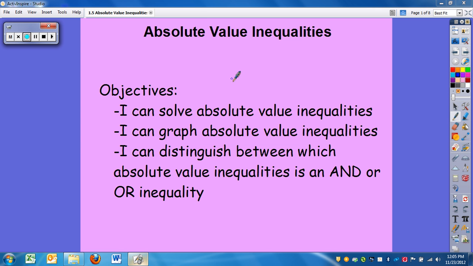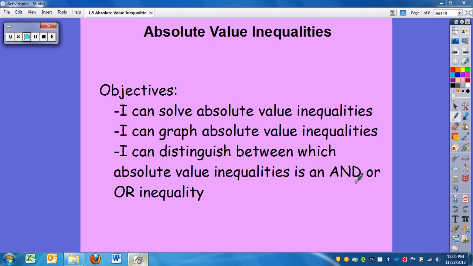In this section, we're going to learn how to solve absolute value inequalities. Our objective is that you're going to be able to solve absolute value inequalities. You can graph absolute value inequalities, and you can distinguish between which absolute value inequality is an and or an or inequality. This is going to be putting together pretty much all the sections we've learned so far.